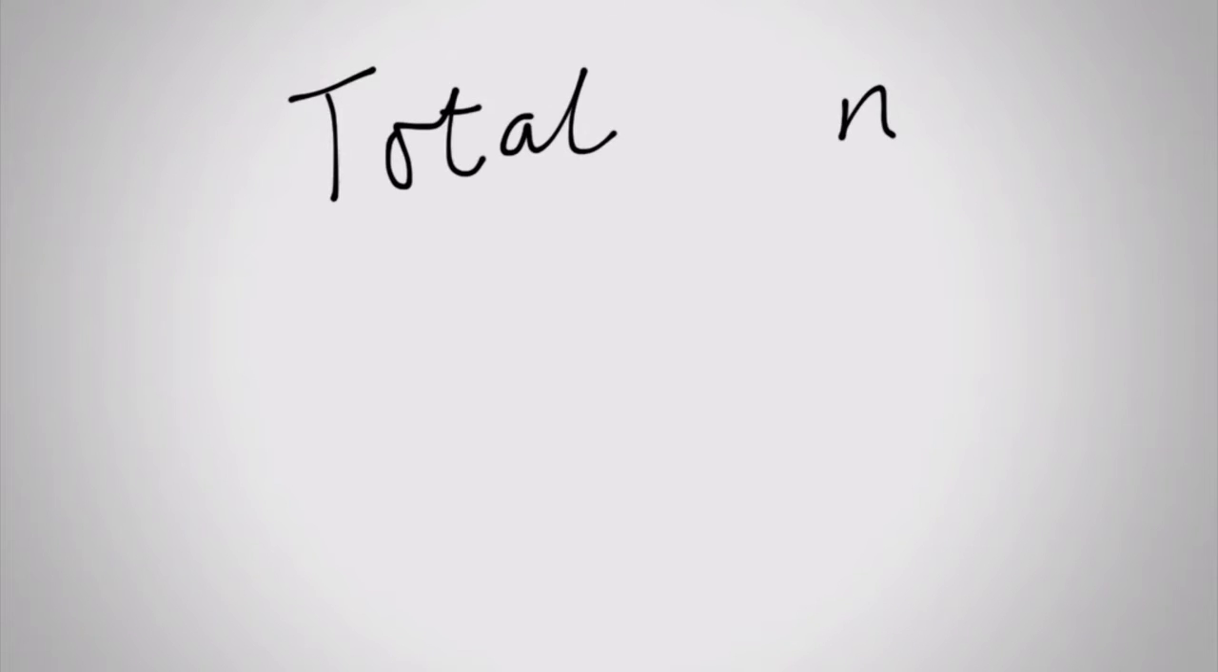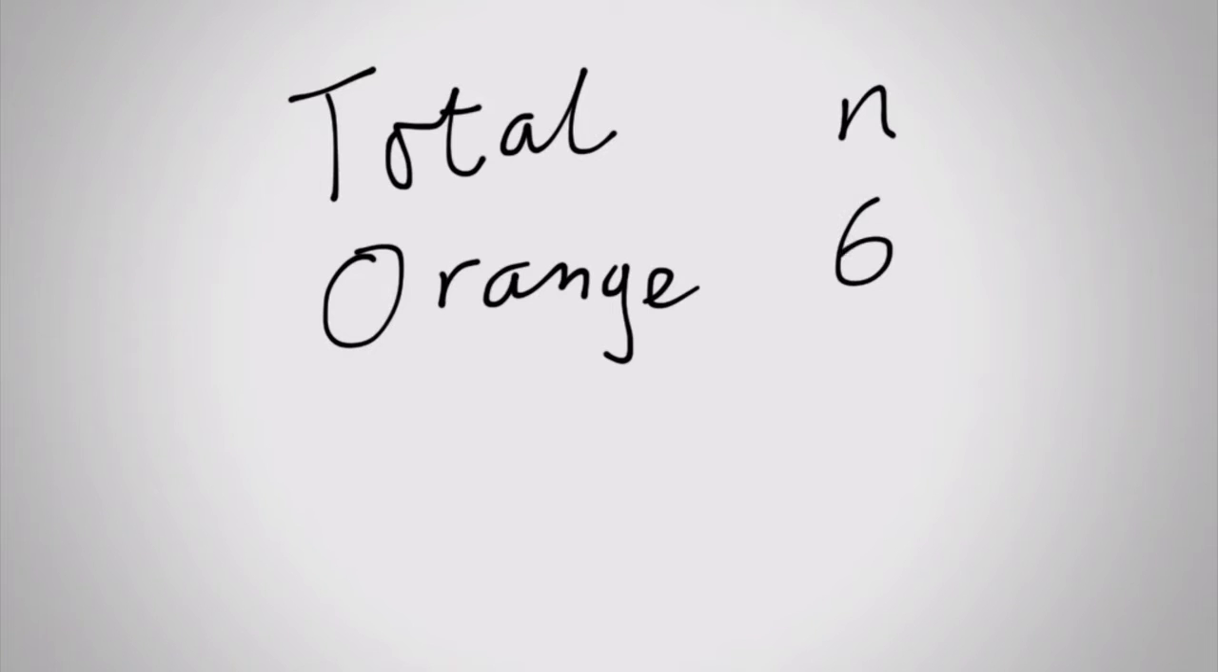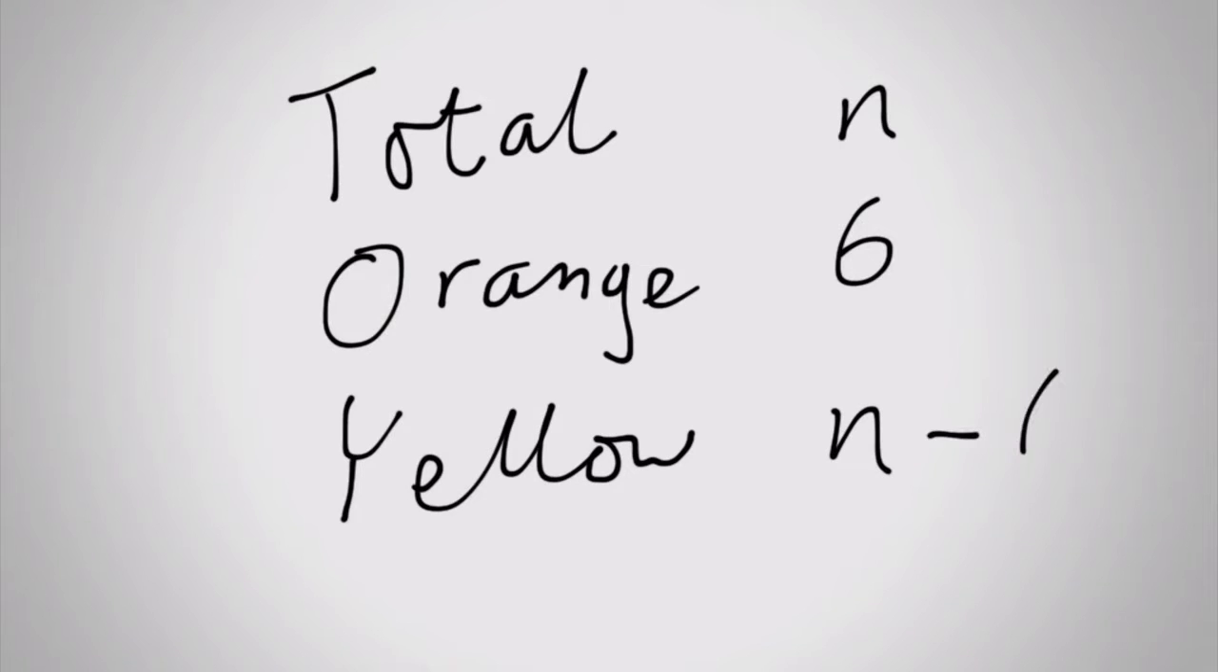6 of the sweets are orange, so we'll write orange 6. The rest of the sweets are yellow. Well, that means that the total minus the 6 orange must be yellow, so yellow is n minus 6.